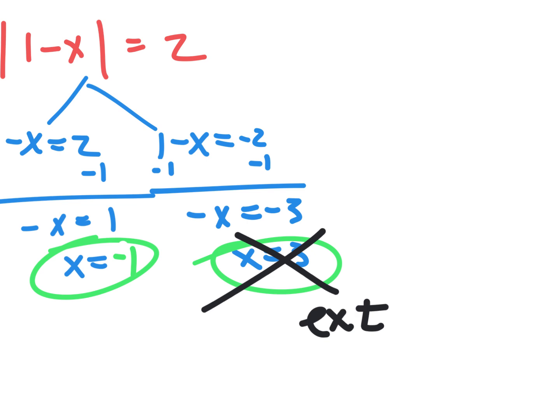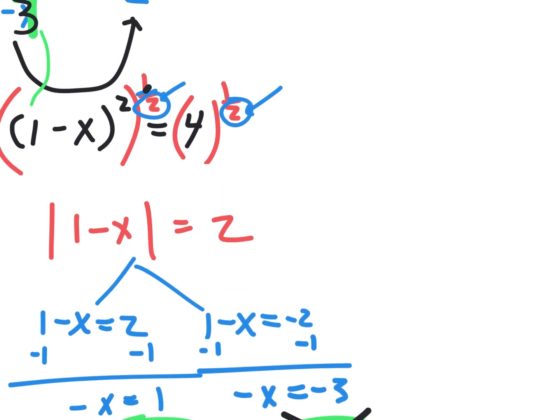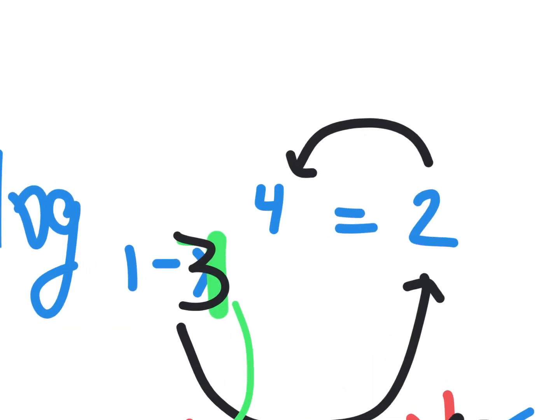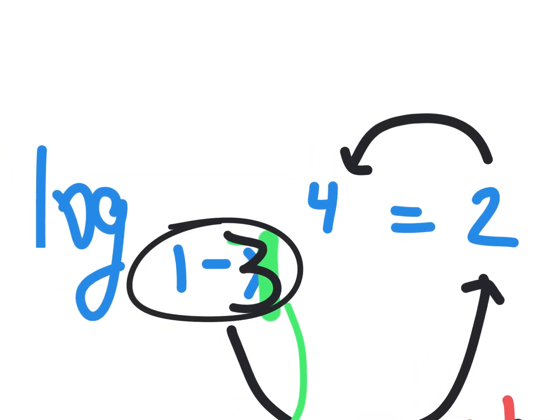It's called an extraneous answer. Double check your answers. Anytime you do a square root, you're going to get 2 answers. That's the first thing. And the second thing is one of them might not work because you're in Logville now. And you can't have negative bases and you can't have negative arguments.